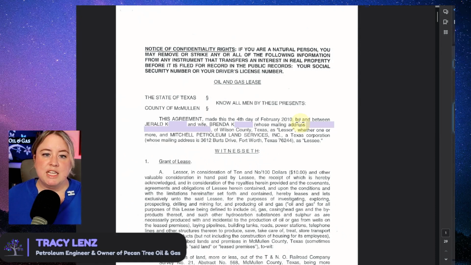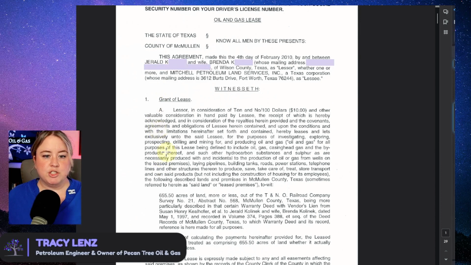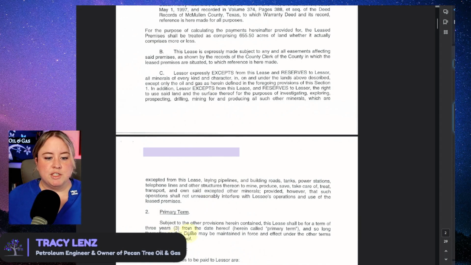This is the beginning of more modern leases. This is from McMullen County, Texas. So we're looking at a Texas lease. When we have these more modern leases, you have a little more structure to it, but it's the same general idea where this person leased to this person on this date. Here is the description of the land. Here is 655.5 gross acres. There's some exceptions. Here's the primary term.